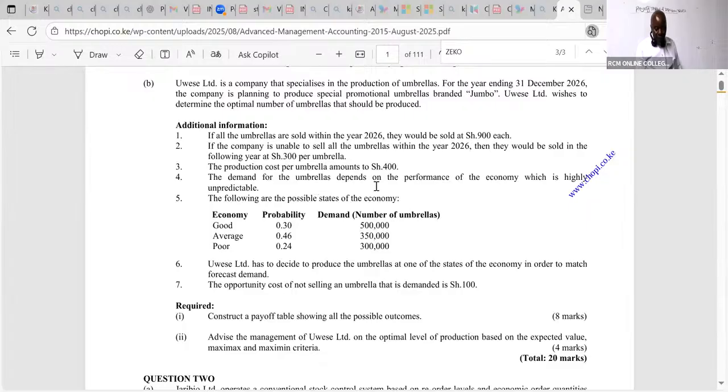The demand for the umbrellas depends on the performance of the economy, which is highly unpredictable. The following are the possible states of the economy. We have economy good, average, poor, probability. Then we have the number of umbrellas demanded. HL Limited has to decide to produce the umbrellas at one of the states of the economy in order to match forecast demand. The opportunity cost of not selling an umbrella that is demanded is 100. So you can see the demand there, 500, 350, 300.